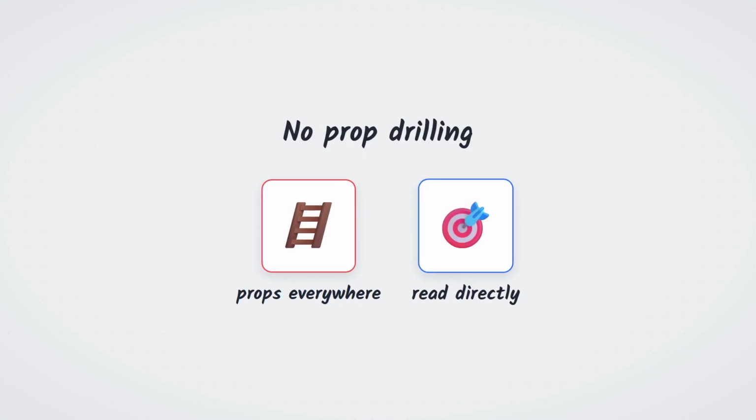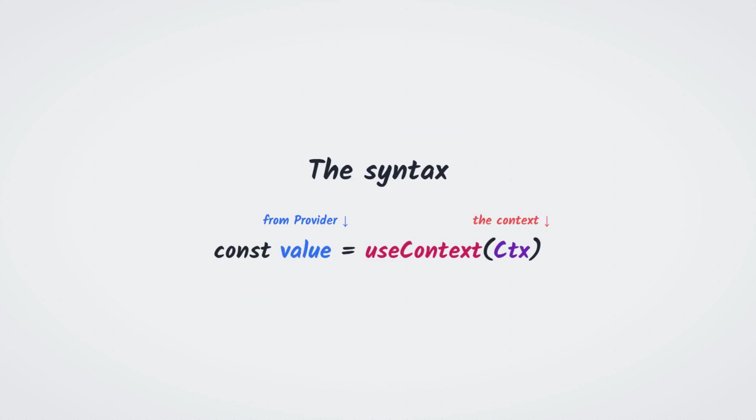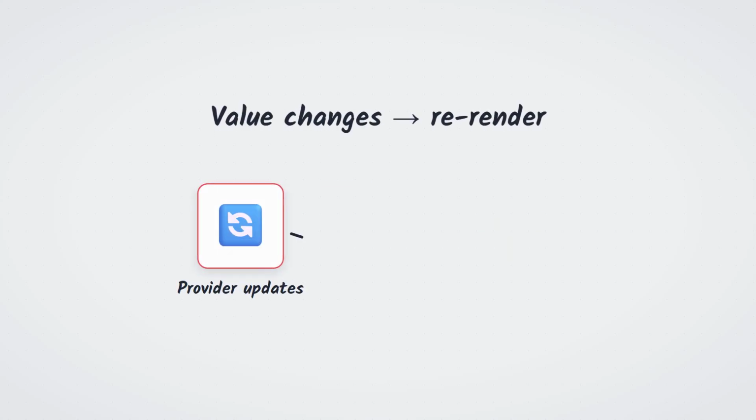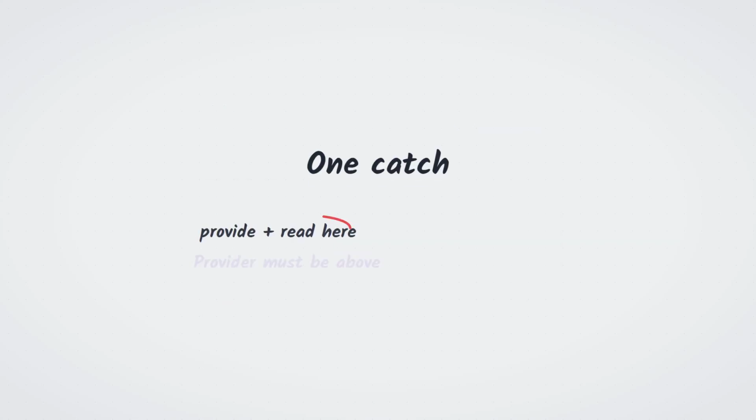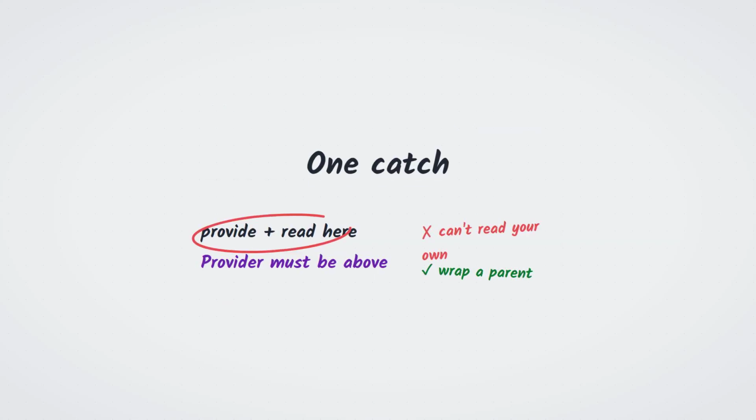Tired of threading a value through 10 components? Context lets any child read it directly from a provider above it. You call useContext with the context object, and it returns the value from the nearest matching provider up the tree. When the provider's value changes, every component reading that context re-renders automatically. No prop drilling needed. One catch: the provider must be above the component. A component can't read a context it provides to itself.